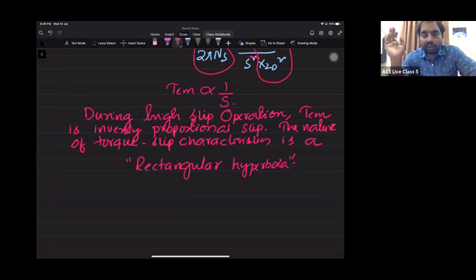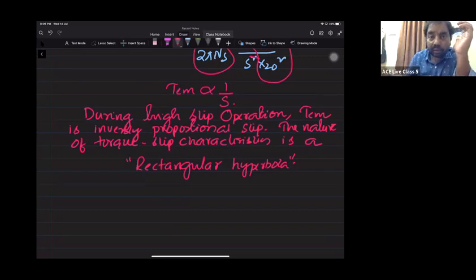Then you may have a doubt, sir, as you said that with the increase in the load, the speed is decreasing. When the speed is decreasing, the relative speed is increasing. When the relative speed is increasing, fluxes are increasing, currents are increasing, the emf magnitude is increasing, then the power drawn is increasing, so the torque should increase now. The catch is, during high slip operation, which factor is dominating here?